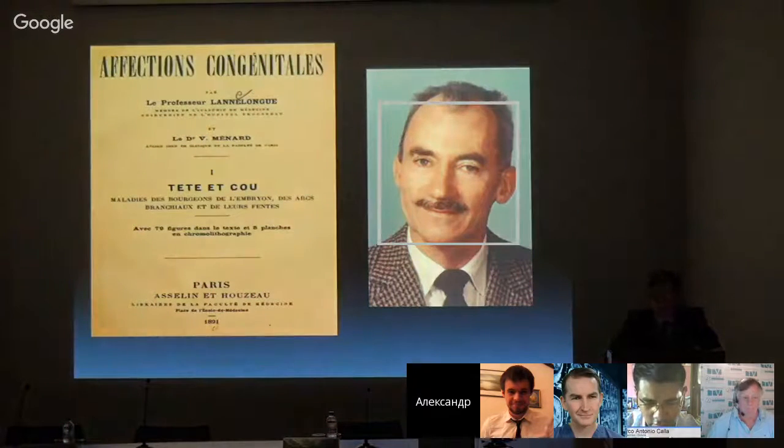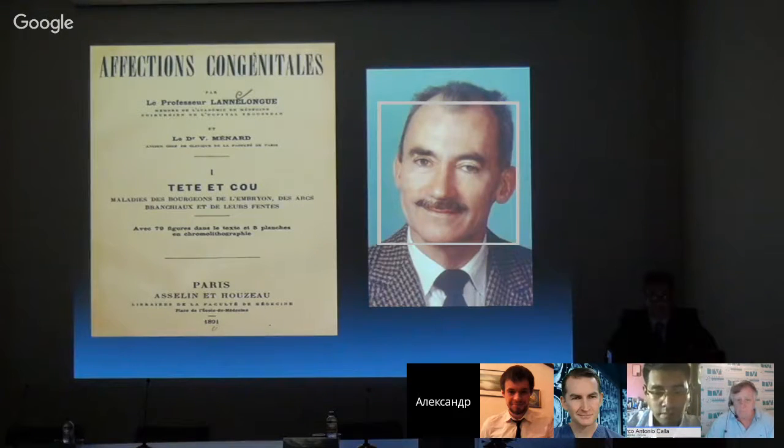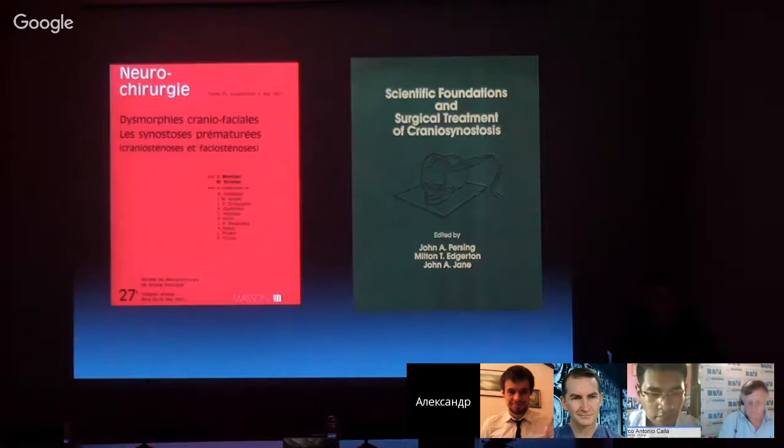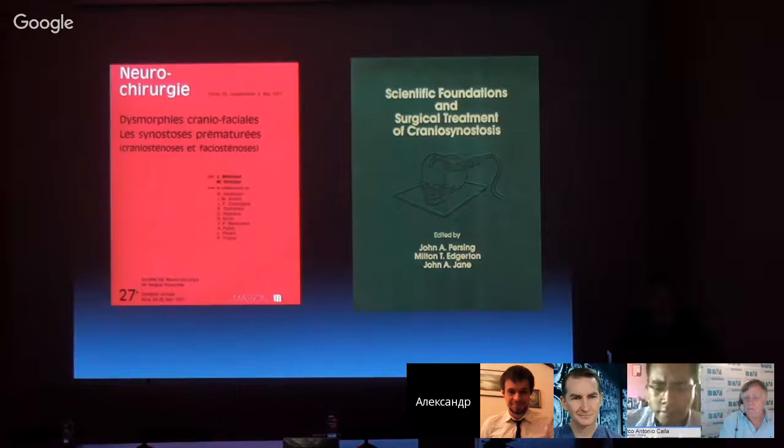The first work is from Professor Lannelongue in 1891, and he was the first one to describe the surgical treatment of craniosynostosis, linear craniectomies. In the 70s, Professor Tessier in France established the technique of craniofacial remodeling. In 77, in Neurochirurgie, we have the discussion of all craniofacial synostosis. It's a very good book, this neurosurgery supplement.